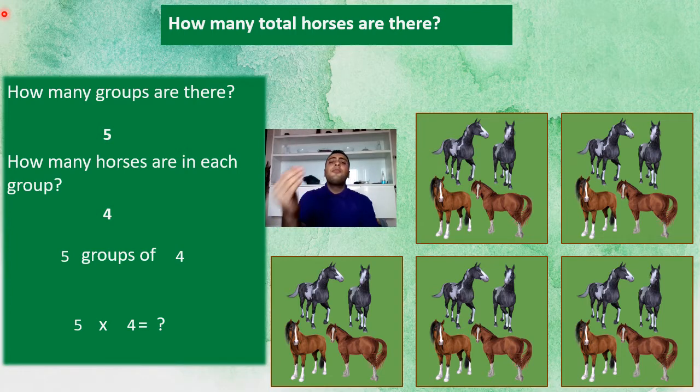Now you see, if we want to do this with addition, we have to say, 4 plus 4 plus 4 plus 4 plus 4 equals to 20. Oh, too long. It takes too much time. So we use multiplication. We say 5, because we have 5 groups, times 4, because we have 4 horses in each group. Do you understand? Good. If you don't understand, it's okay. We have so many more examples to do, okay? So get ready.